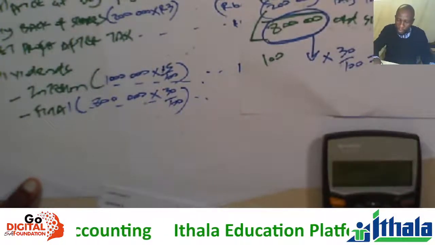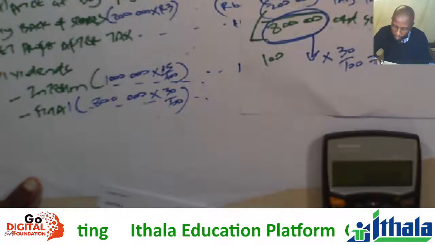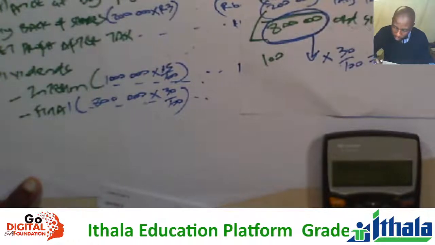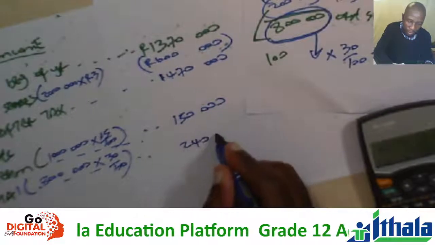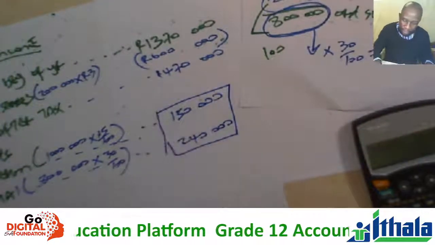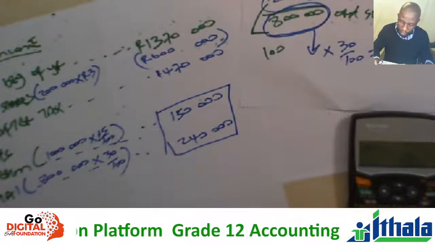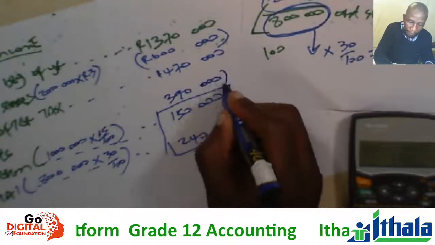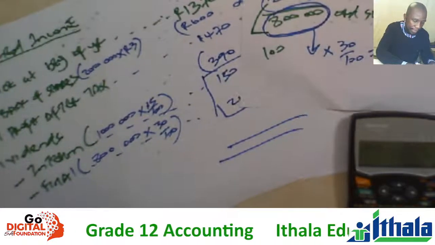So we punch calculator yakho. So it's 800,000 times by 30 divided by 100. So you get 240,000. And then again now, we add manje plus 150,000. So 390,000 in brackets. And then so in balance yakho at the end.